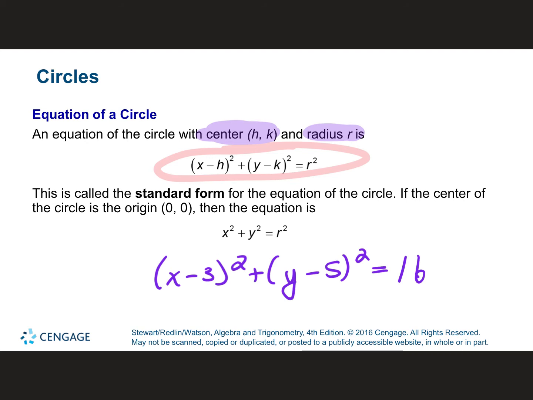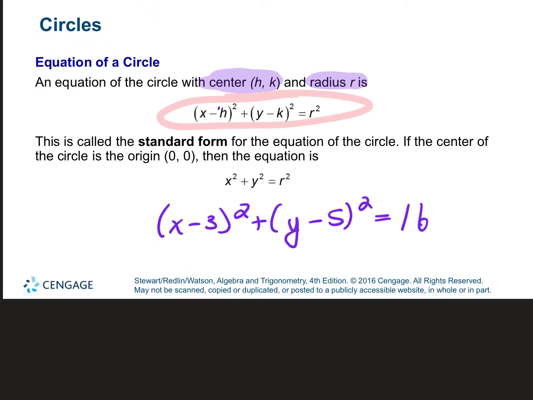I know it's 3. Why is it 3, 5, Kat? Because you're just subtracting that. Look, do you see how in the formula there's a minus here? So when you take those numbers out, it's going to be the opposite. So your center would be at 3, 5. And what's your radius? 16.